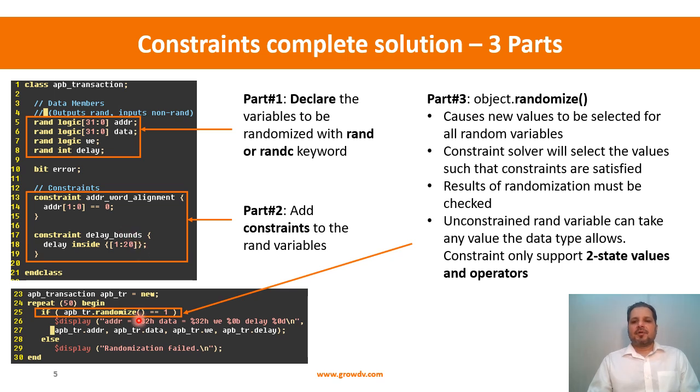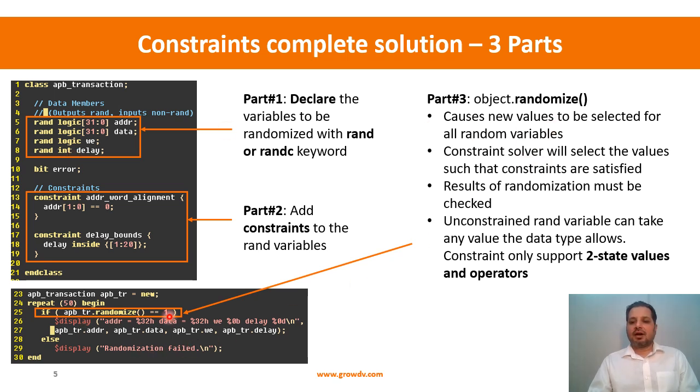The third step is the step called randomize. I have declared a class. In the class, the first thing I have done is declare whichever variables need to participate in the randomization with either the rand or randc keyword. Second, I have added the constraints to make sure that they target the right state space. The third step is I create a transaction and call transaction.randomize. That is the third step. Whenever I call this .randomize, which is a built-in function for every class, it causes new values to be selected for the random variables. Whatever properties I have declared as rand will get a new value.